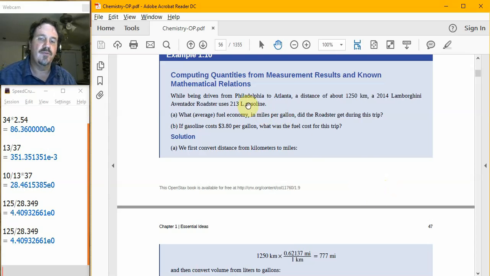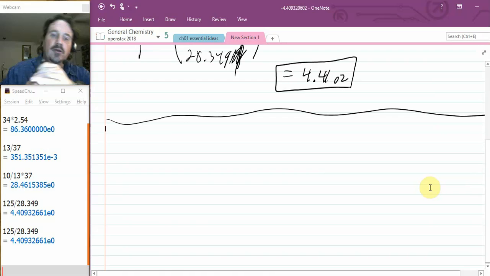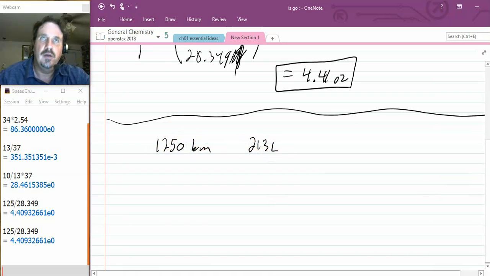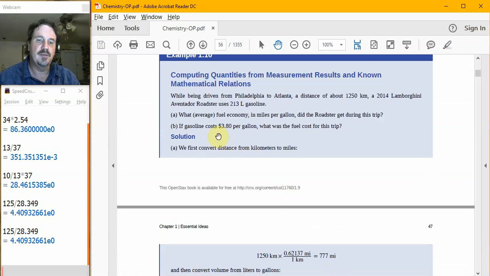It says, while driving from Philadelphia to Atlanta, the distance of about 1250 kilometers, a Lamborghini used 213 liters of gas. Okay, I think first I'm going to start just by writing down that information that I know. Right, so scrap piece of paper. I know that the distance was 1250 kilometers, and it used up 213 liters of gasoline. All right. Next, let's see, what is it asking me to calculate? What average fuel economy in miles per gallon?